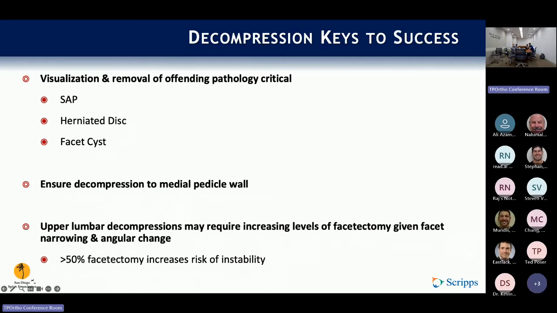So again, ensuring decompression to the medial wall, but making sure that we're not going to destabilize this level of the spine by taking too much of the facet. Usually a good rule is to not take more than 50%, so as not to increase the risk for instability.